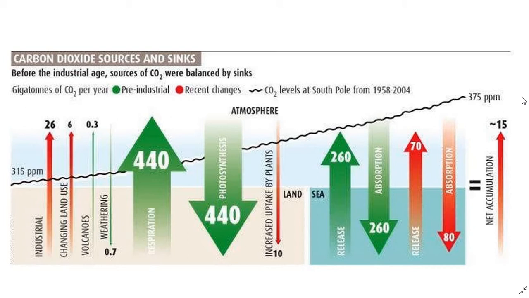The diagram you can see on the screen is a simple depiction of Earth's carbon cycle. The green is estimates of pre-industrial levels, and the red are the recent changes. All I want to do here is concentrate on the green, which has been in perfect balance since the last ice age until we came along. If you add the land and the sea, 440 and 260 is 700 gigatons of carbon released annually into the atmosphere, and the same amount, 700 gigatons, was sequestered back into the land, the vegetation and the sea.